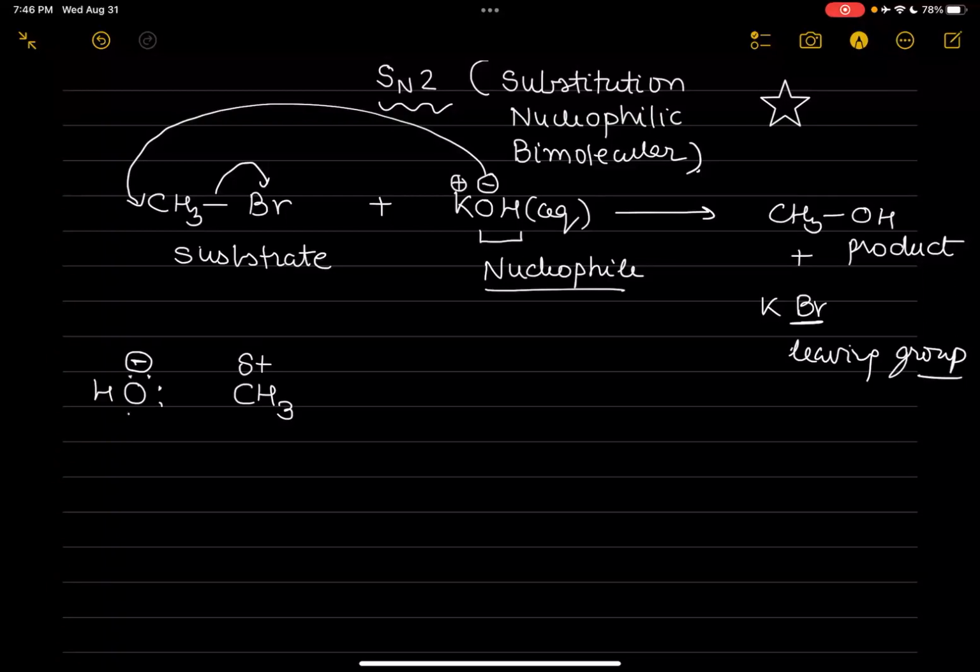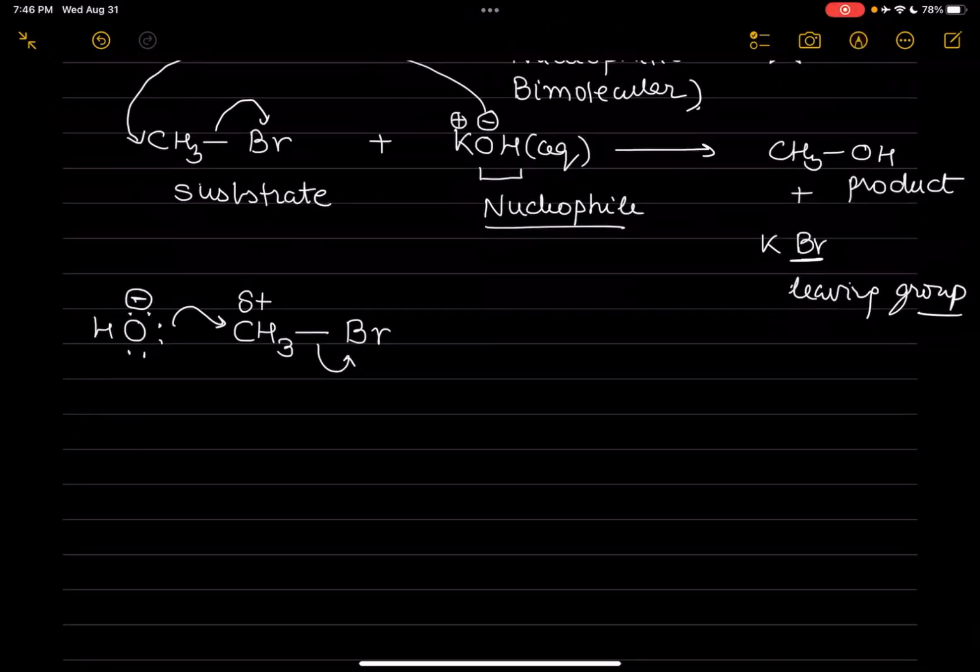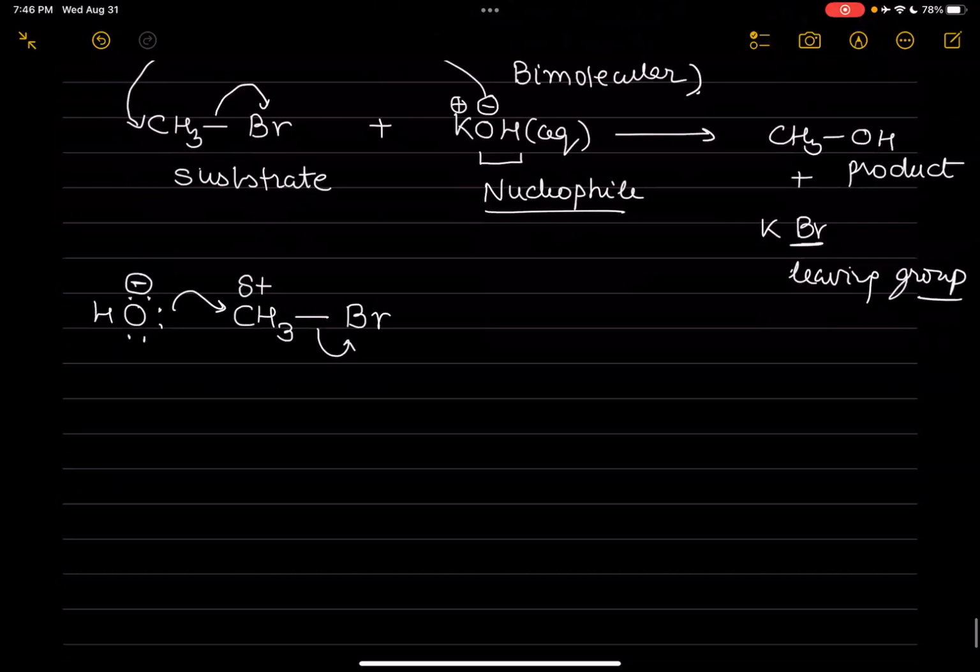These arrows are put to show how the group is giving its electron. So this is going to come in and give its electron pair, and the Br is going to come out. So how many molecules are involved in the reaction? Two molecules. Okay, one is the nucleophile, another is the alkyl halide, which is known as the substrate molecule. Is it clear, Anushka?